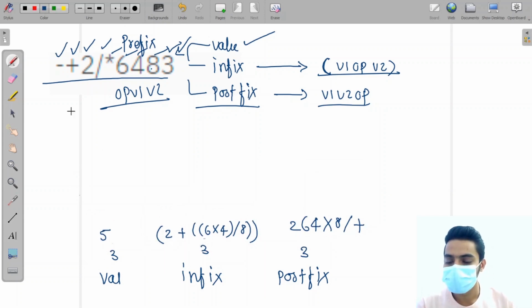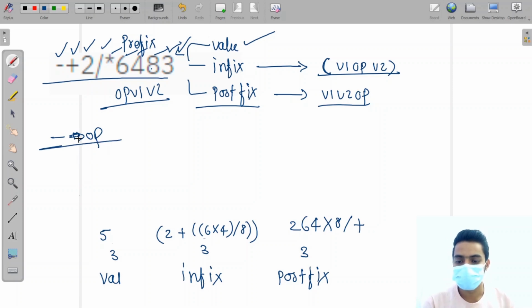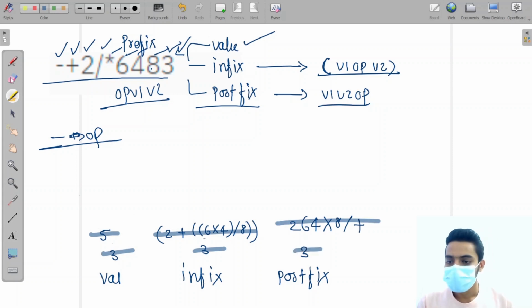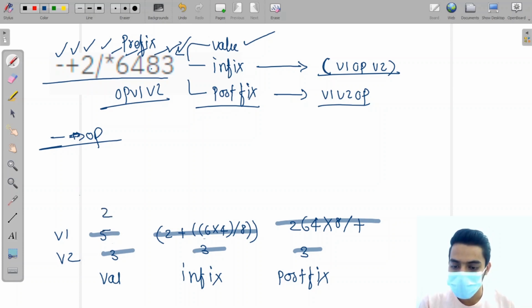Now minus appears, minus is the operator. Now we need to pop 2 elements from every stack. First one we get is v1, second one will be v2. Now for solving this, 5 minus 3, that is 2.